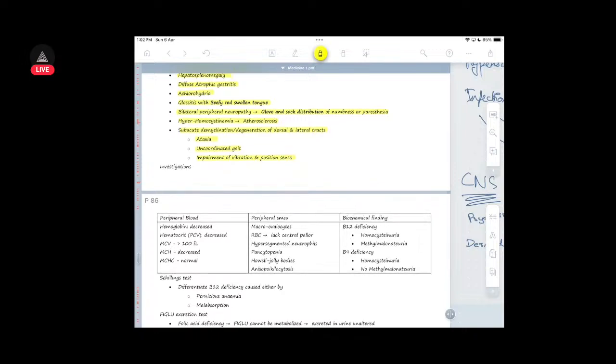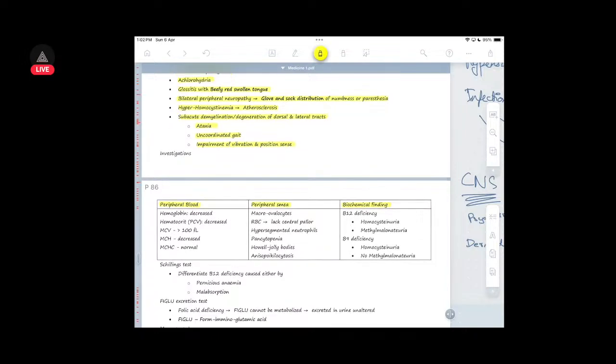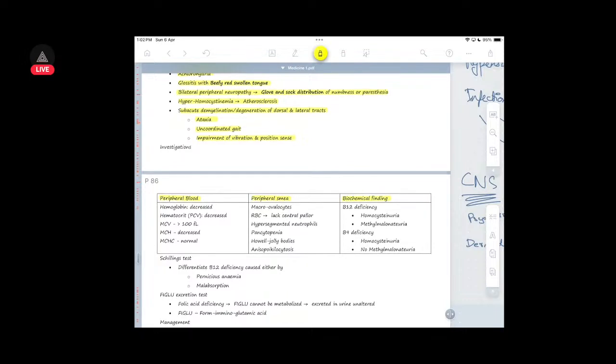So investigations: you can do peripheral blood investigation, peripheral smear, and biochemical findings. In peripheral blood, hemoglobin will be decreased, hematocrit value will be decreased, mean corpuscular volume will be increased, MCH is decreased, and MCHC is normal or decreased technically.